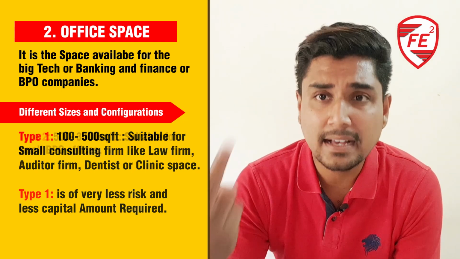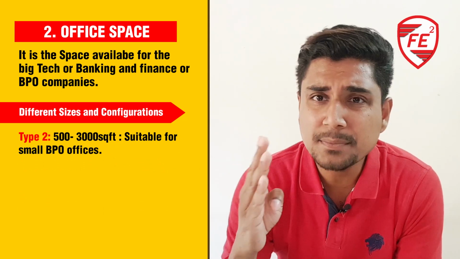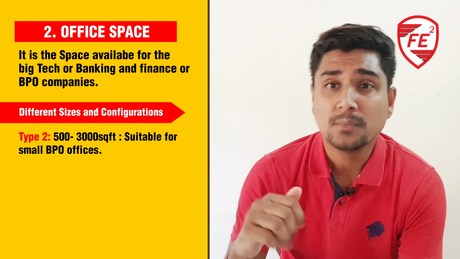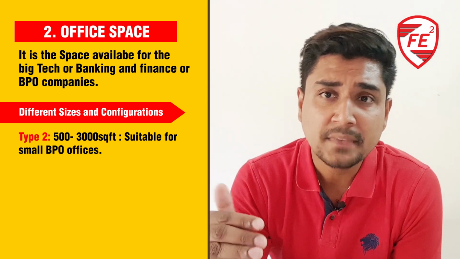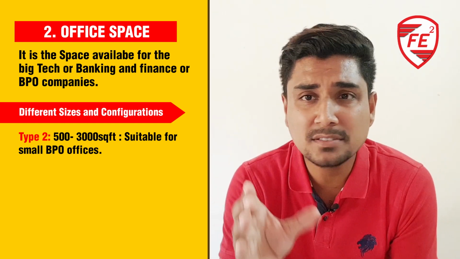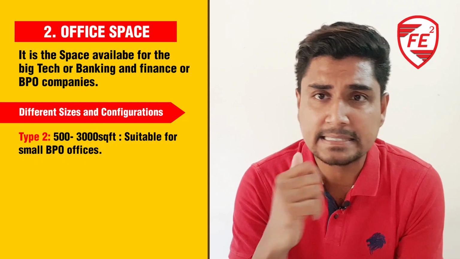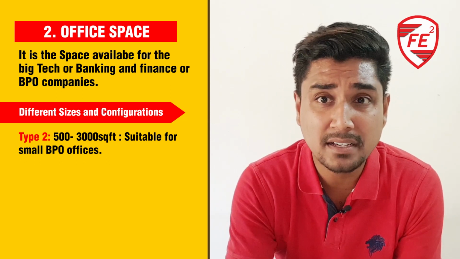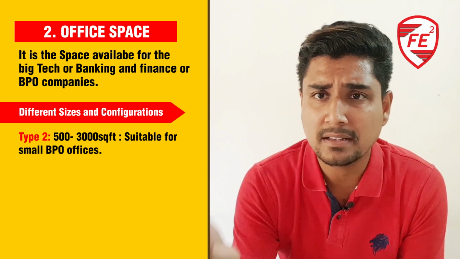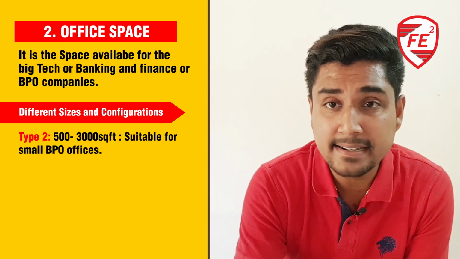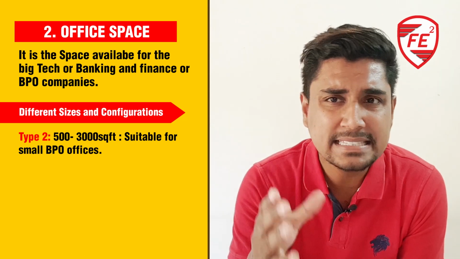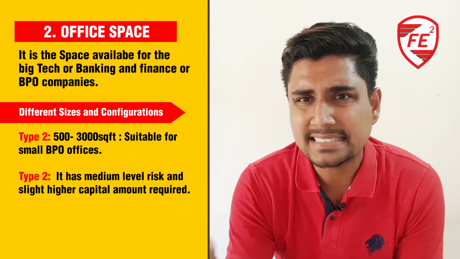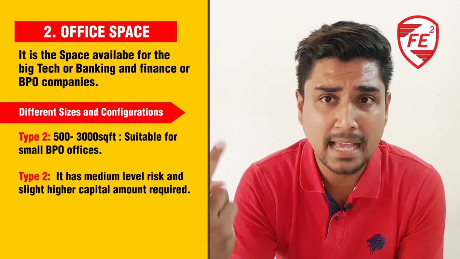Let's go to the kind number 2, which is between 500 to 3000 square foot, which is more suitable for the big companies to have its smaller office in the city. For example, some big Singapore-based consulting company will have a small office in Bangalore or they will have a small office in Chennai. So those kinds of company will lease a property between 500 to 3000 square foot, which is available in standalone buildings. That's the type number 2.